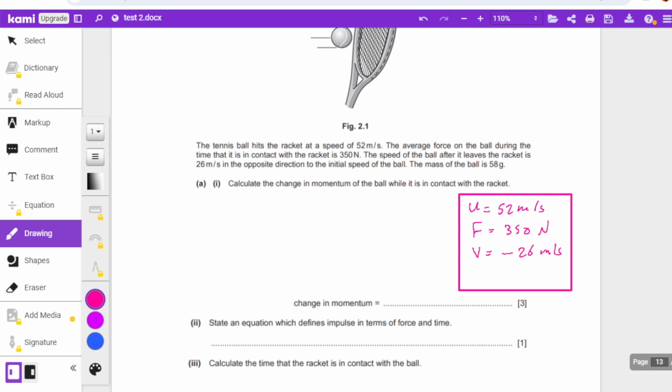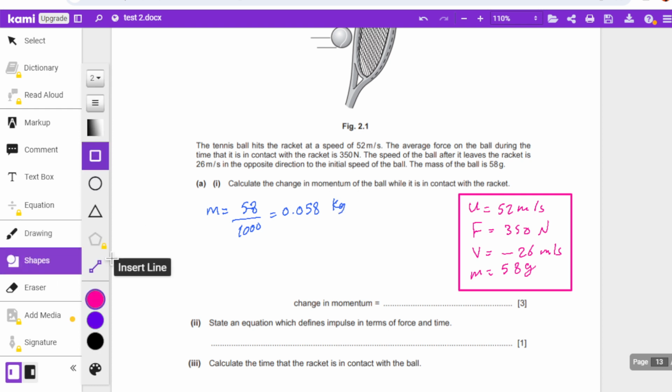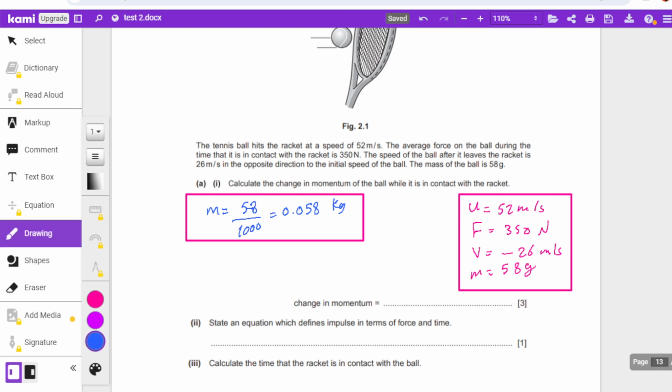The mass of the ball is given as 58, but it is in grams. So the first step, you should convert mass to kilogram. 58 divided by 1000 will be 0.058 kilogram. This is the first step, because the unit of mass should be in kilogram if you want to solve the problem, because you have force in Newton, so you have to convert.